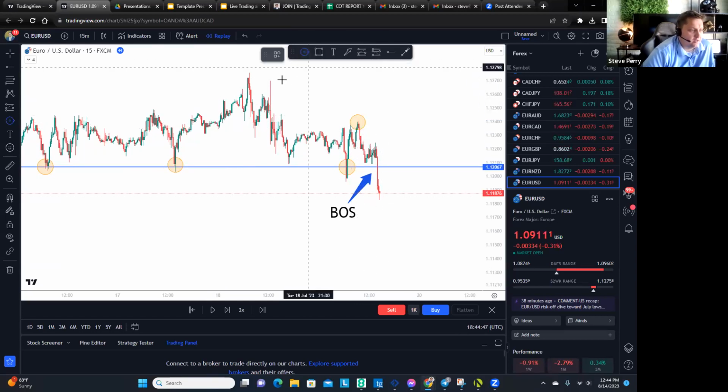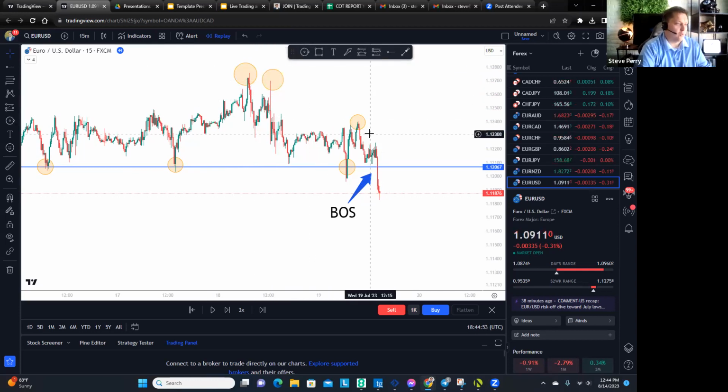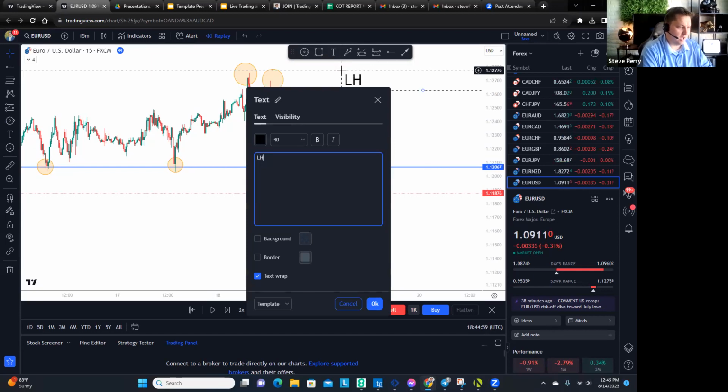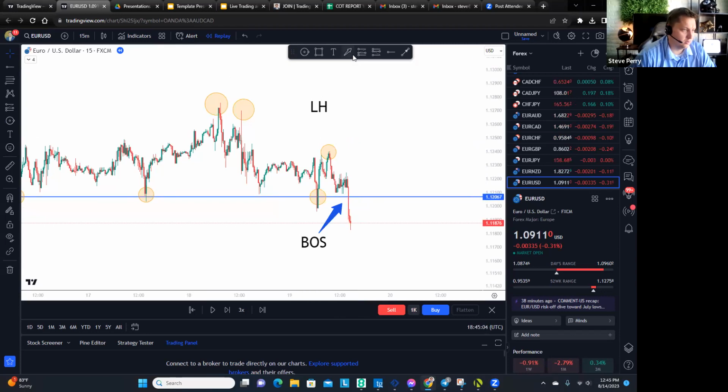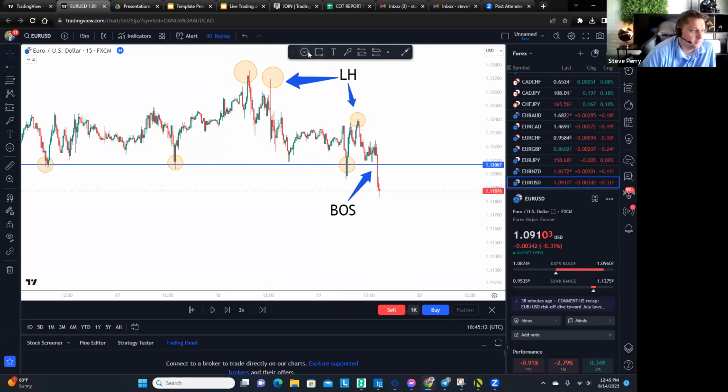Here's a high. This is your apex high. Got another high right here. And we're forming lower highs, right? Lower highs, LH. Lower high, lower highs, right?